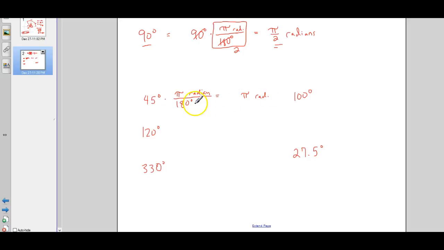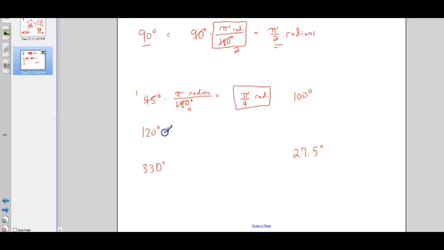And it's okay to abbreviate RAD for radian. But 45 will go into 180 4 times, and we're left with 1 times pi, which is pi. And then there's nothing left. There's no denominator here, but down on the bottom there's a 4. So we end up with pi over 4 radians. So 45 degrees is pi over 4 radians.